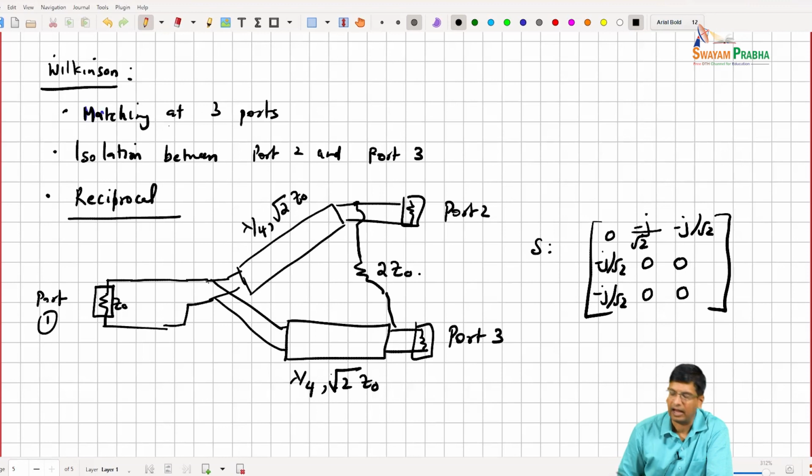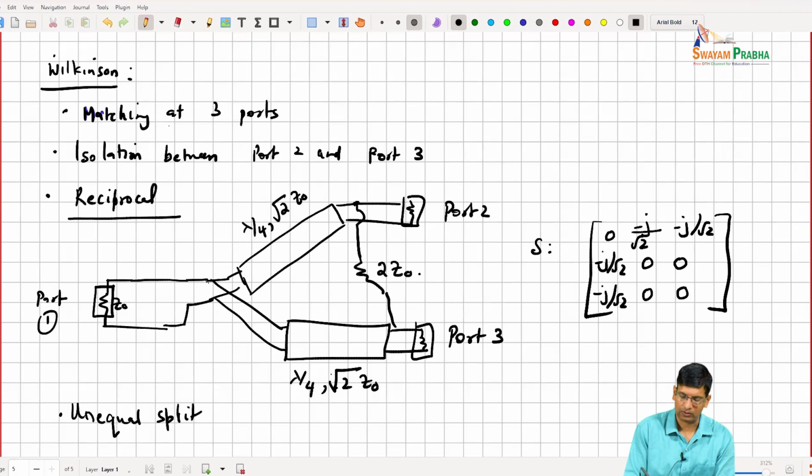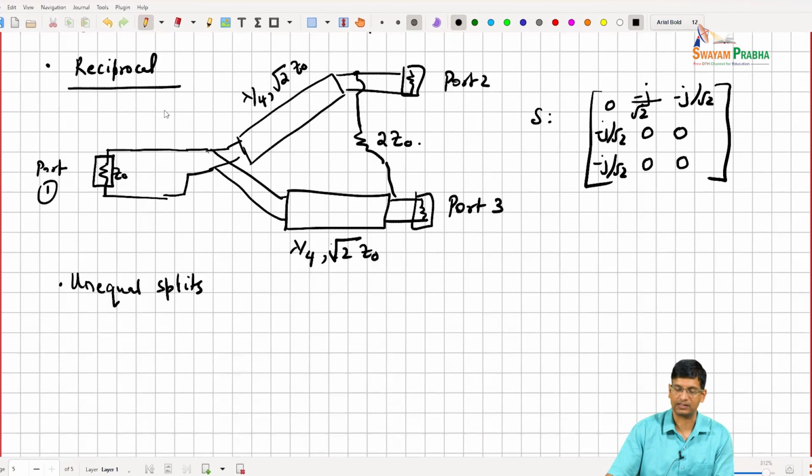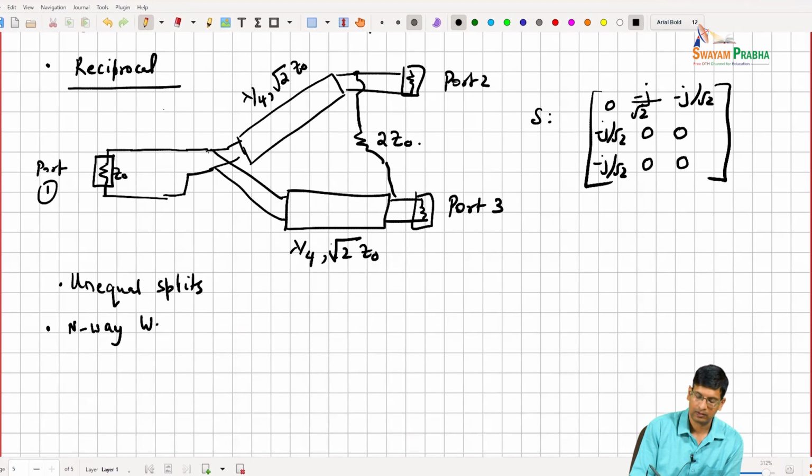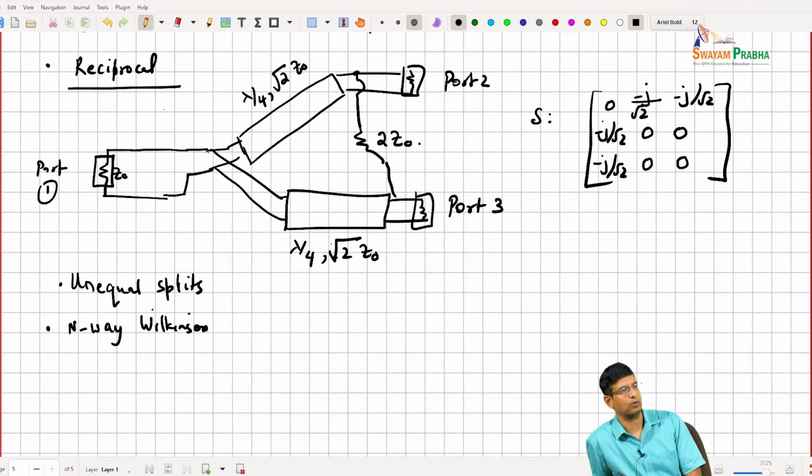And there are design equations that exist if you would like to do unequal splits, right? So you can do the unequal splits by changing the impedances of these transmission lines, and you can also do N-way Wilkinsons, where you don't have just 2 output ports, you have more than 2 output ports. So design equations exist for that.